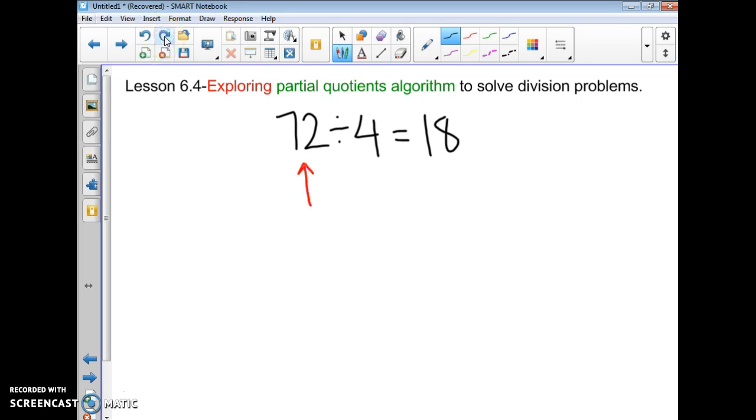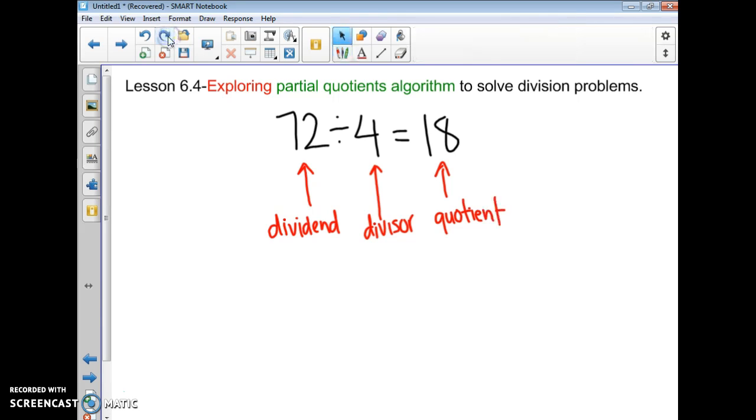The first number that we're dividing we call the dividend. The number into which we're dividing the dividend, let's say groups, is called the divisor, and the answer to a division problem is called a quotient.